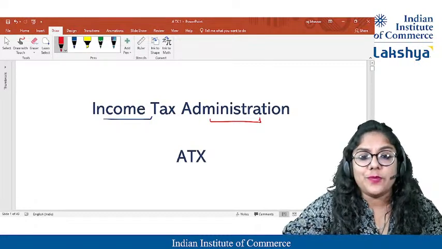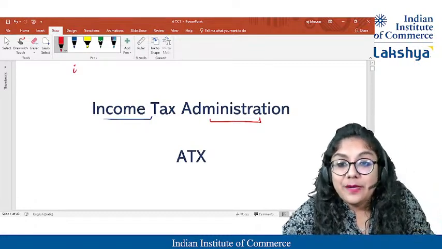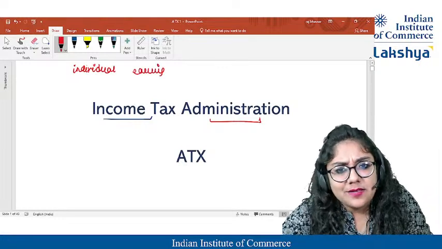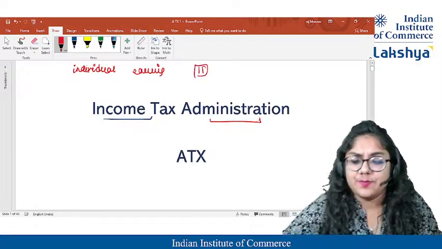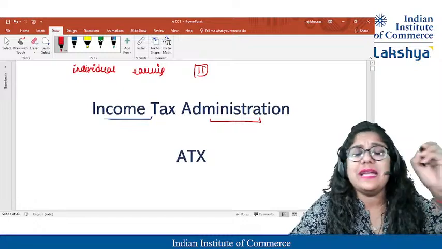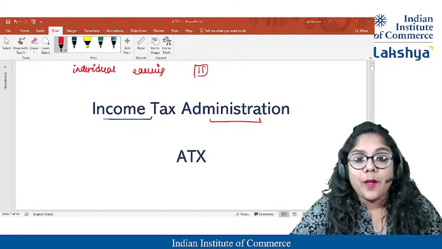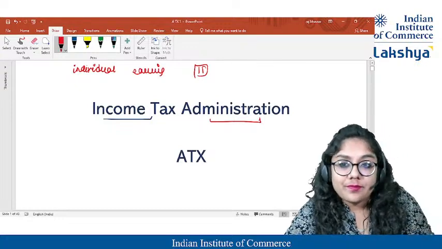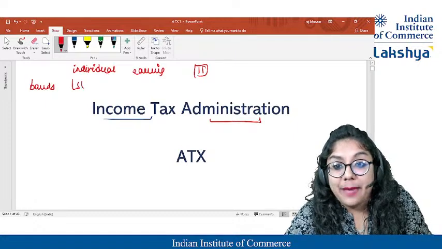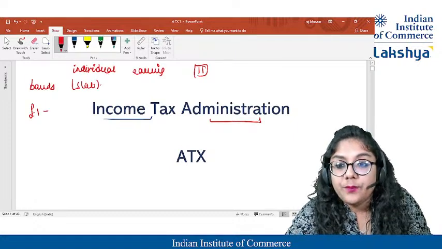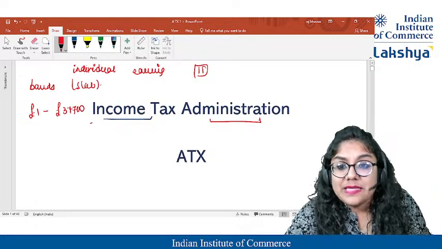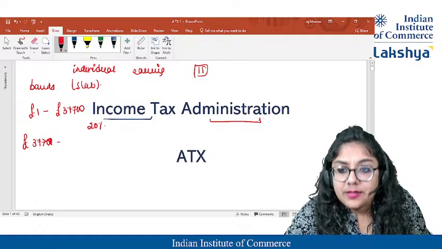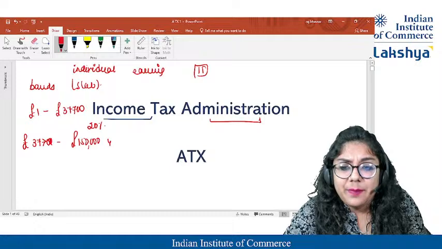If I explain income tax again, we know that an individual who is earning some income has to pay tax on whatever income he has. At what rate will he pay? He'll have some bands, some slab rates. If his income is from pound 1 to pound 37,700, he has to pay 20%. If his income is above 37,700 up to 150,000, he'll be paying 40% tax.